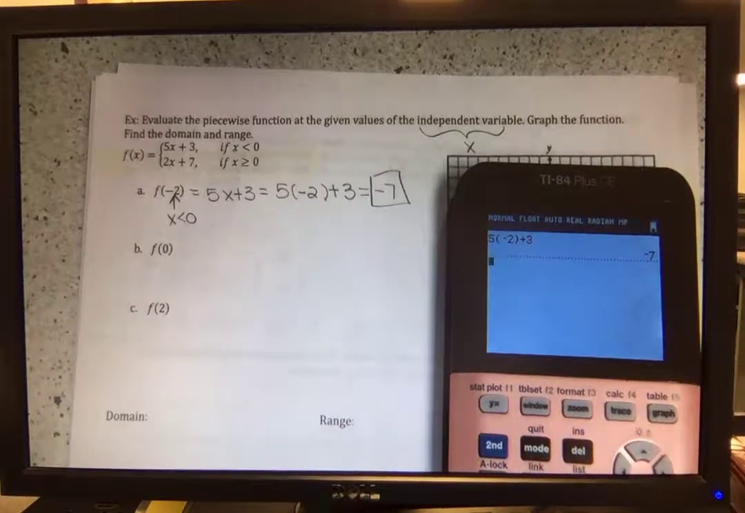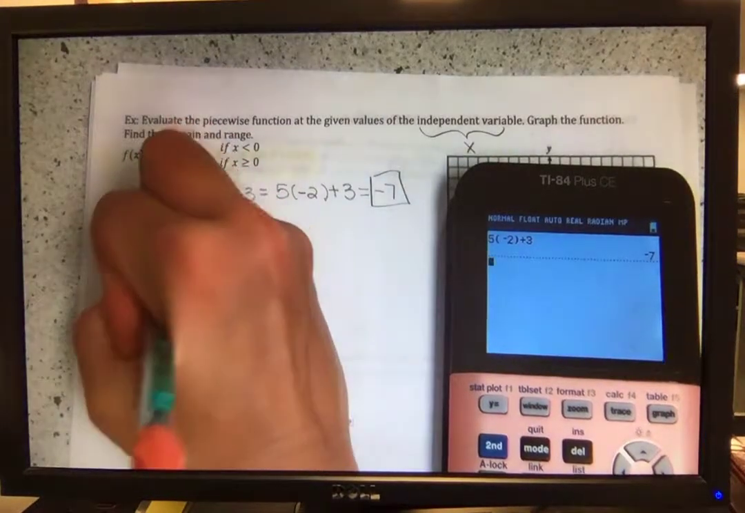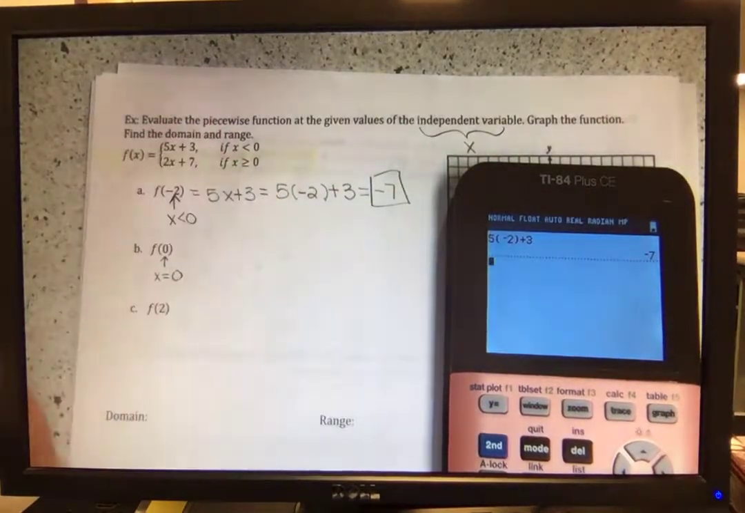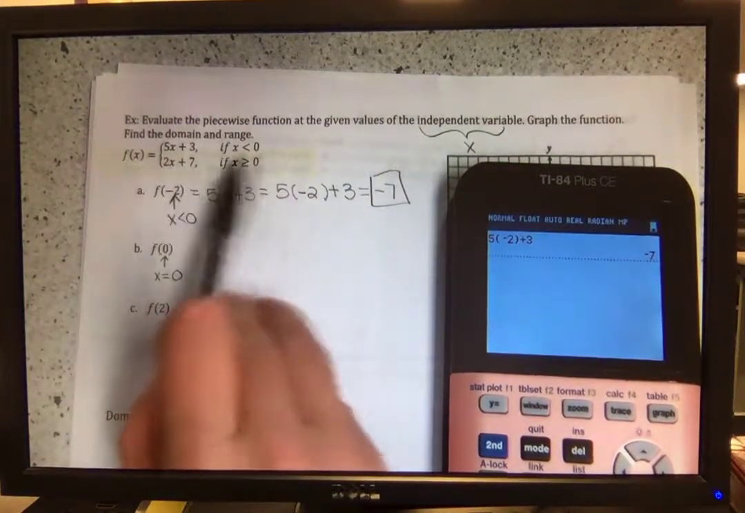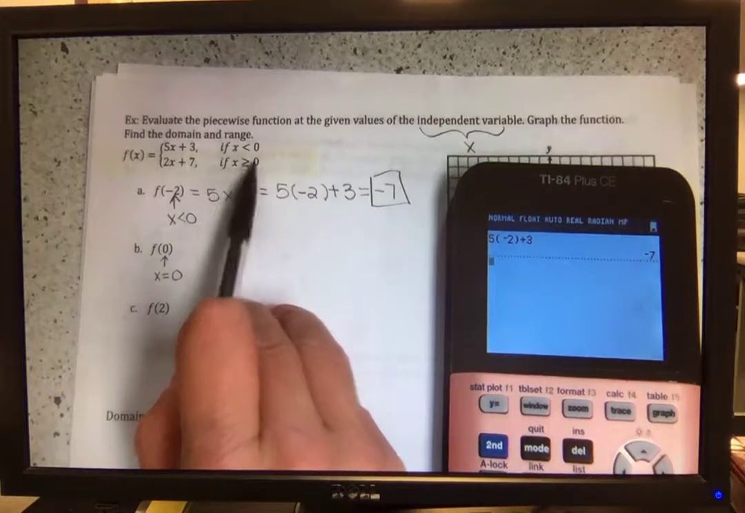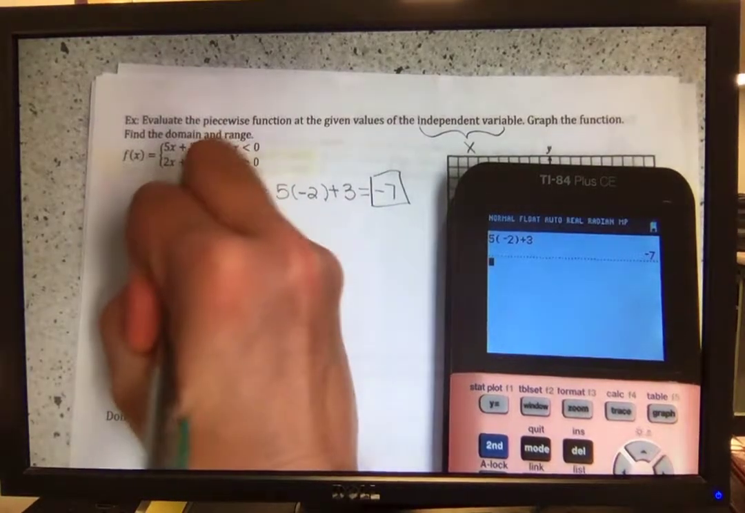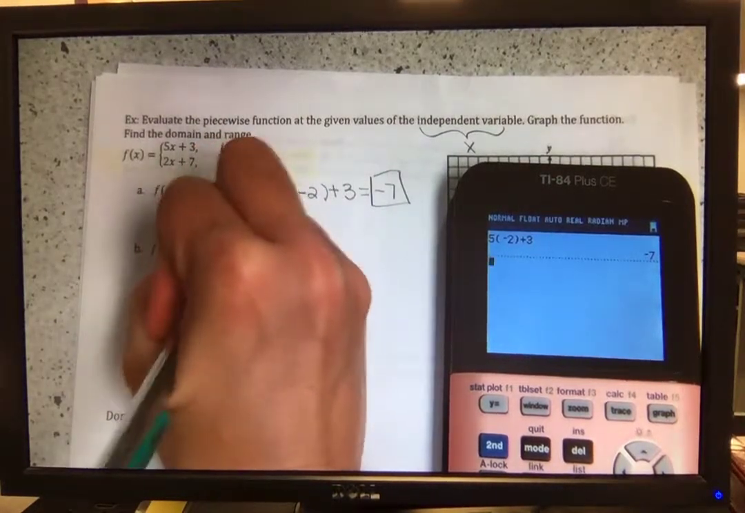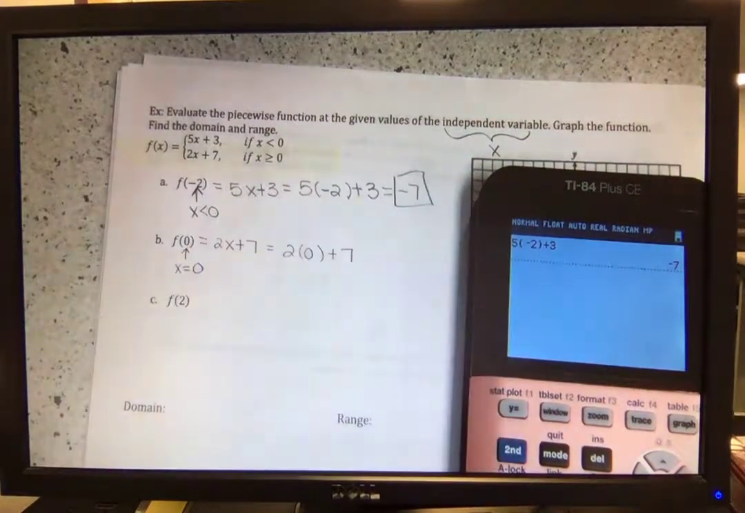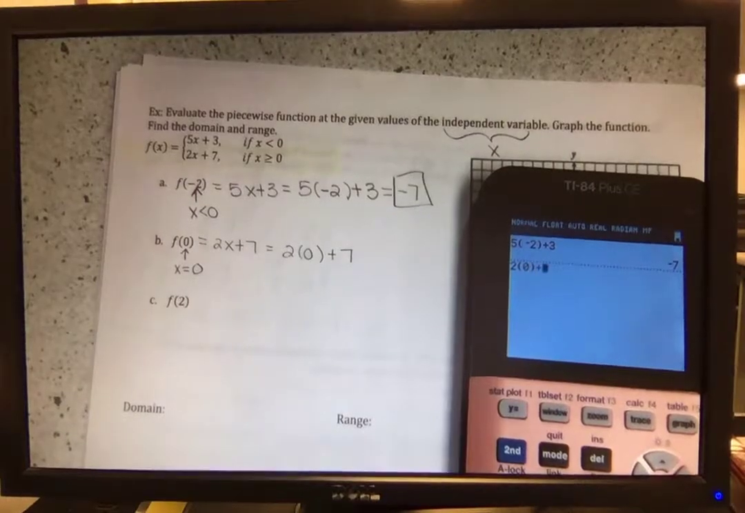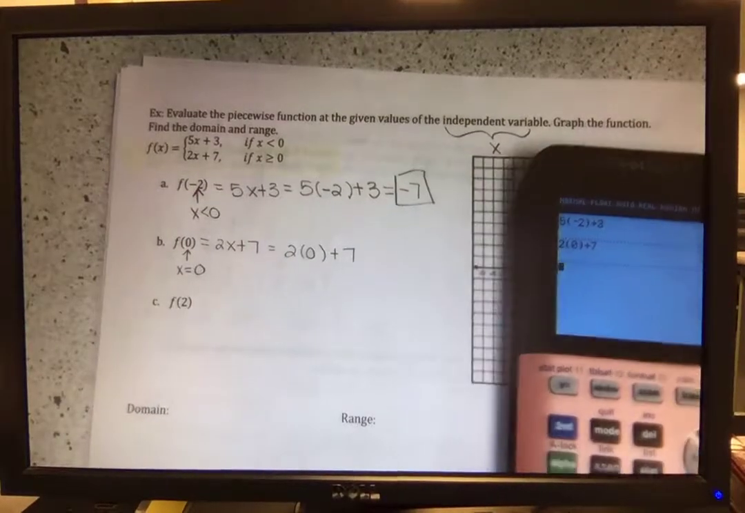Next example B, it says f of 0. So this x value equals 0. We're going to use our second condition, our 2x plus 7, because x is greater than or equal to 0. So that means we're going to have to use 2x plus 7. We're going to plug in x is 0. So 2 times 0 plus 7 will give us positive 7.